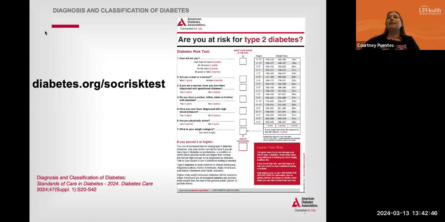So there is a test that you can self-take at home to see if you're at additional risk. There's a screening tool that is available on the American Diabetes Association website, where you can answer specific questions. If you score a 5 or higher on this, it means that you're at high risk for developing type 2 diabetes, and it will help start a conversation with you and your healthcare provider about screening.